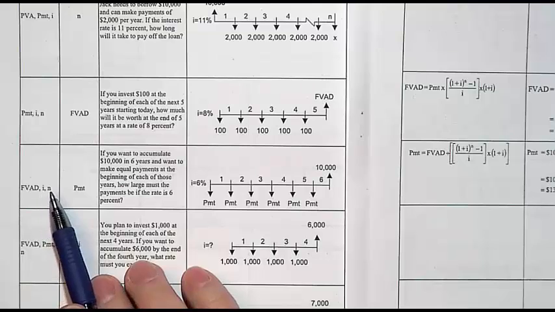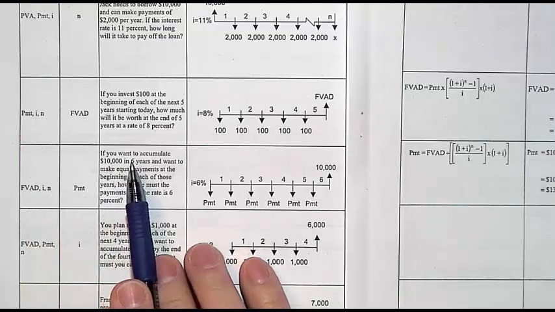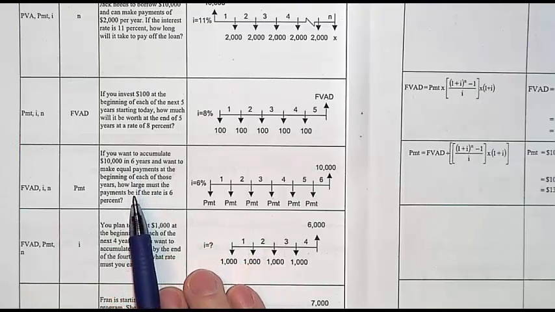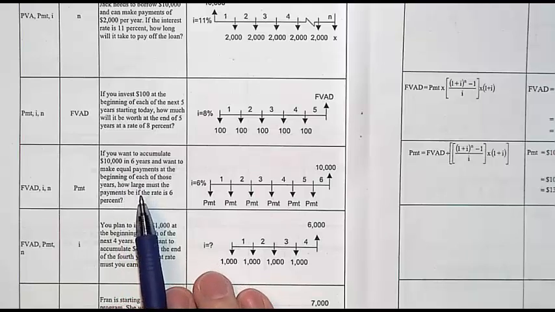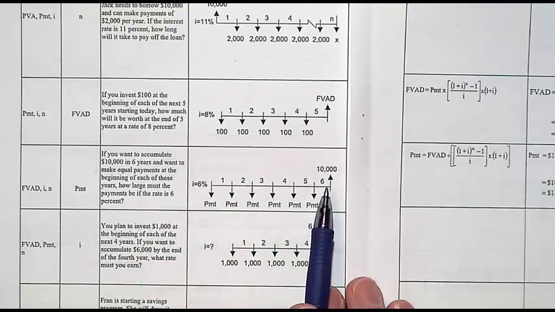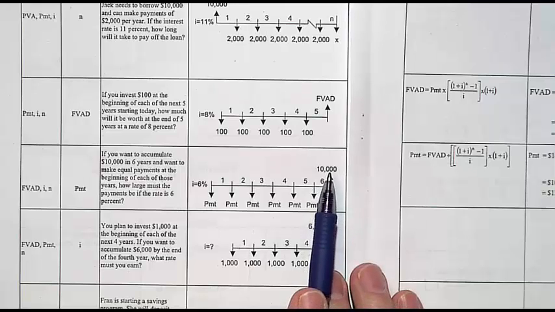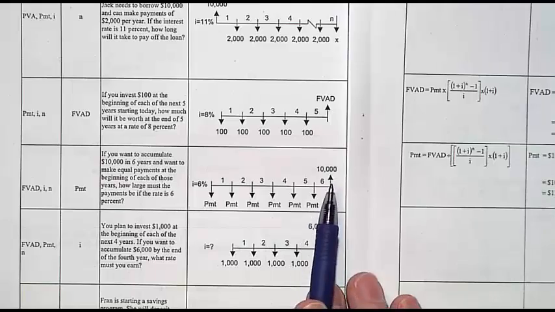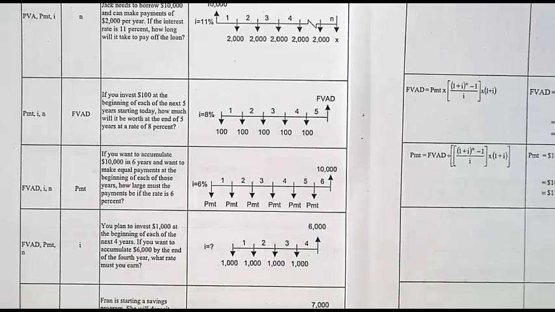So we know I, N, and FV, the future value, but we don't know the payments. If you want to accumulate $10,000 in 6 years and want to make equal payments at the beginning of each of those years, how large must the payments be if the rate is 6%? So here we have our rate, our number of years, our future value, and we're trying to figure out what it would take to accumulate that $10,000.